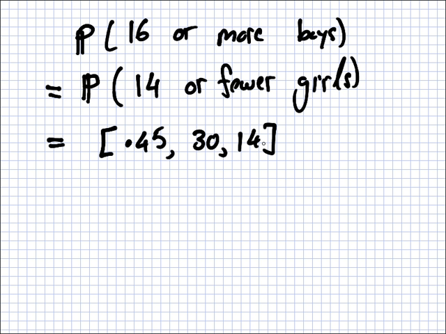So if we take out our old table book, on what page is it on? 14. Go down to 0.45 and 14. 0.6448. Okie dokie. Right. Continue.